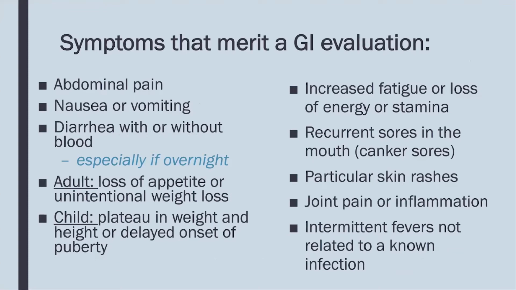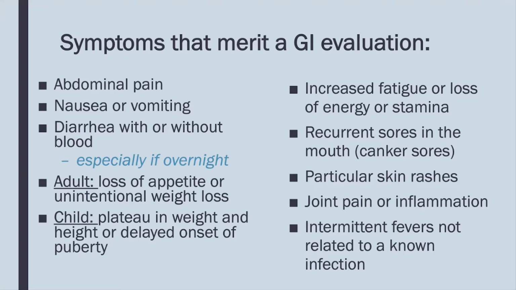So here is a list of GI manifestations that really merit a more comprehensive evaluation and likely a referral to a gastroenterologist. Symptoms on the left might be a little obvious to you. These include abdominal pain, nausea or vomiting, diarrhea that is with or without blood, and a big sign that is important is diarrhea that wakes you up at night. In adults, a loss of appetite or weight loss that is unintentional is also worth investigating. And in children, seeing either a plateau in their weight and height gain or a delayed onset in puberty would be other signs.